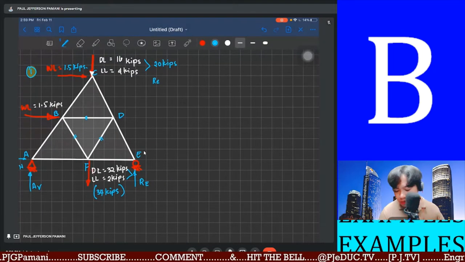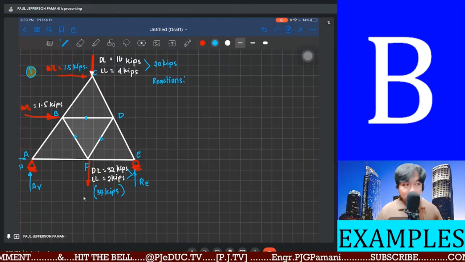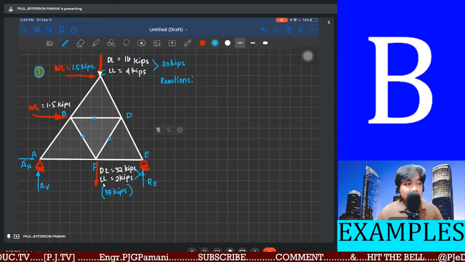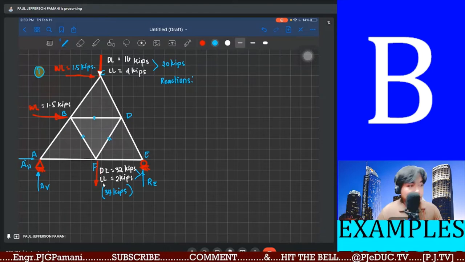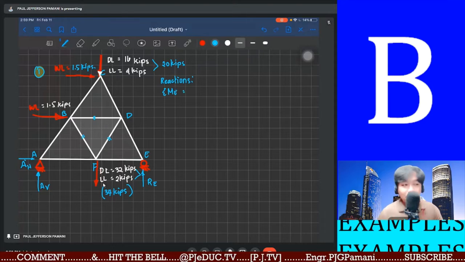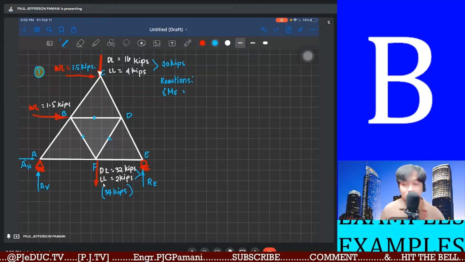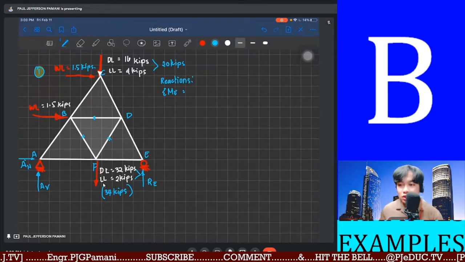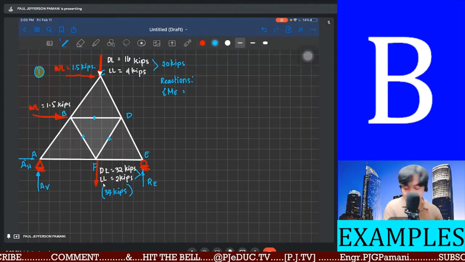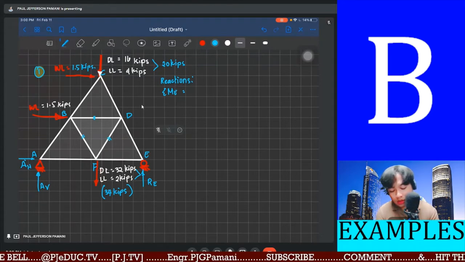For the reactions, saan nyo gusto mag-moment? A o E? Sa E, sir. So, summation moment at E. Kaso, wala pa tayong dimension. So, lagyan muna natin ang dimension. Let's just say 6 times 12. That is 172. Tama ba? Hindi, mali. Say 6 meters.